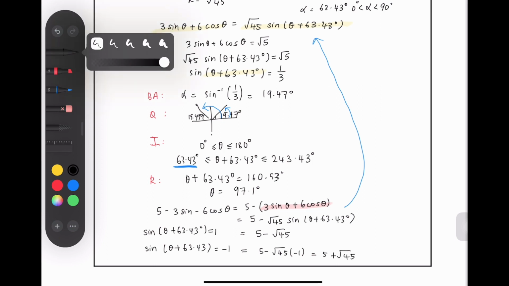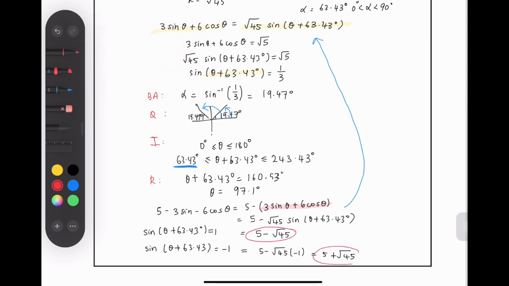So let's try to compare these two values. Which one is higher? So definitely the second one. So this is the maximum value and this is the minimum value. So basically we get 5 plus root 45 when we substitute sine(theta plus 63.43) equals negative 1.